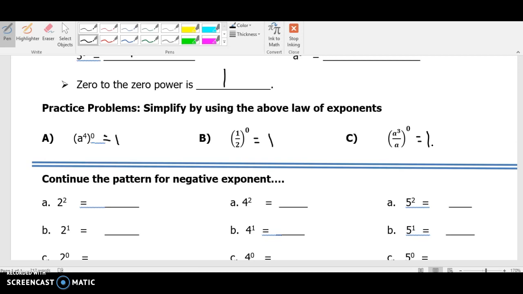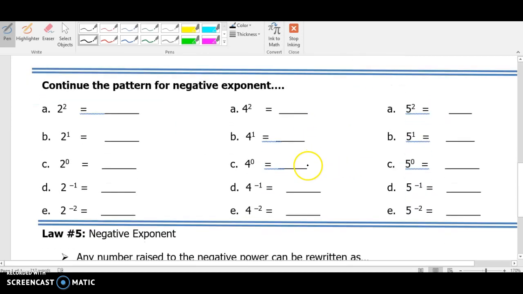Now, we've talked about negative exponents before and about how we kind of move them to the denominator. But a lot of you probably had some questions about, well, what does that mean? Why does that happen? How does that happen? Let's take a look real quick and do the same thing we did before by doing a pattern here.